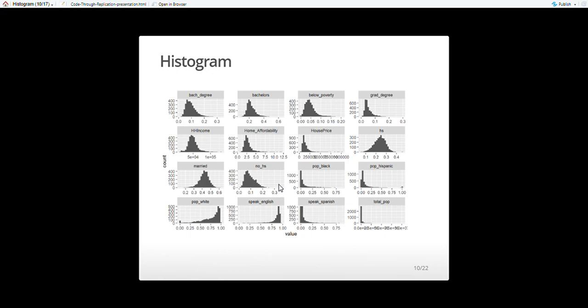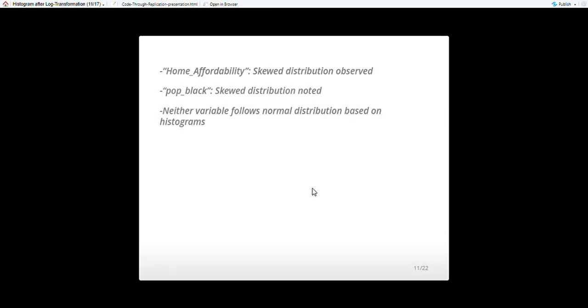So now let's see the histograms. We will look at the home affordability and the population Black. We can see that the home affordability histogram appears skewed. It's not following a normal distribution. Also, the population Black is also skewed, indicating potential irregularities or anomalies. So in summary, neither variable follows a normal distribution based on the histograms.